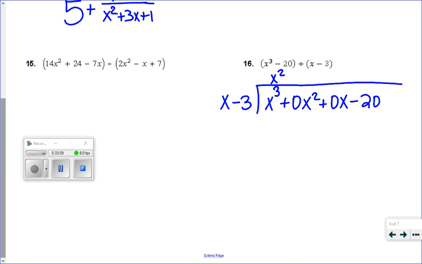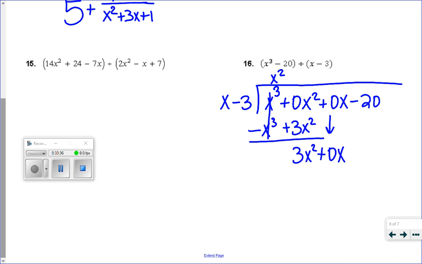We'll multiply that by our divisor. So x squared times x is x to the third. And x squared times a negative 3 is a negative 3x squared. We'll drop our line. We'll change all signs across the line there. And combine straight down. These guys can and should cancel. And then 0 plus 3 is still just 3x squared. That's what I have there. Bring down this next term.